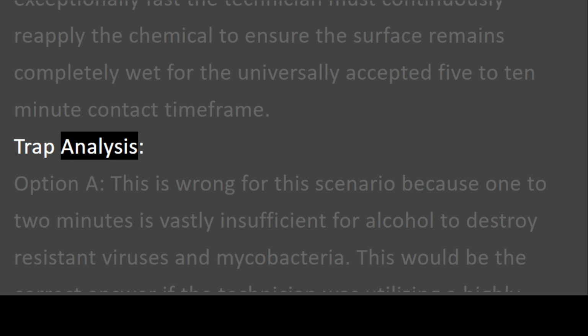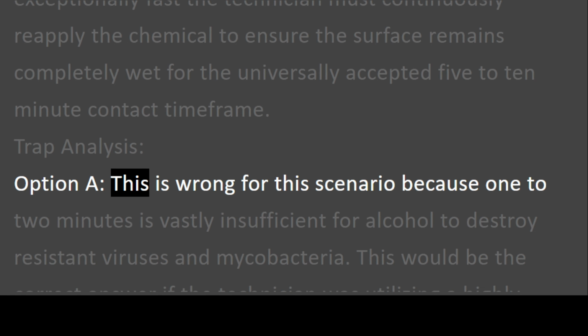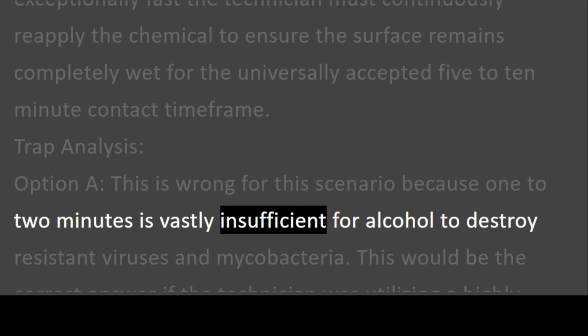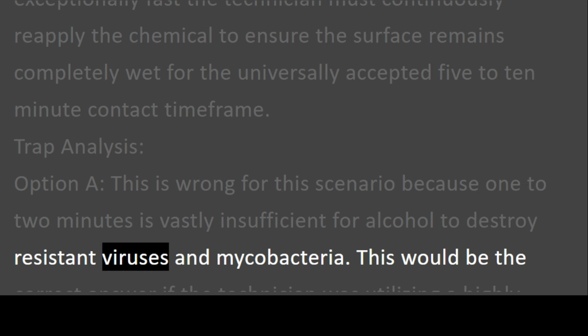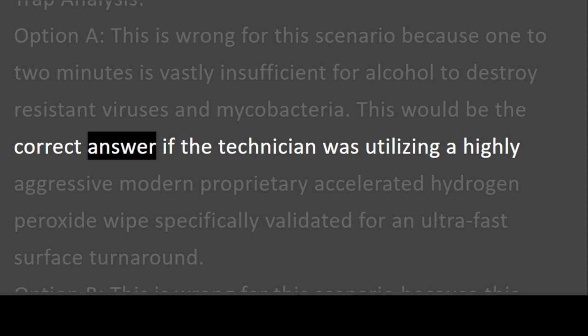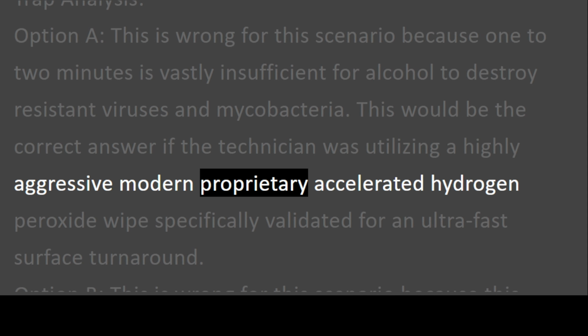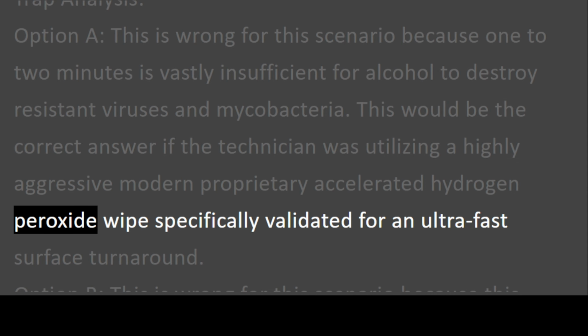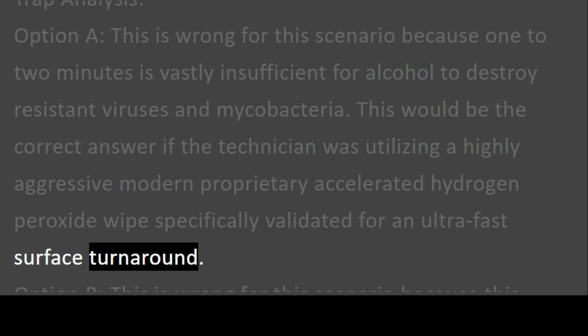Trap analysis. Option A. This is wrong for this scenario because 1 to 2 minutes is vastly insufficient for alcohol to destroy resistant viruses and mycobacteria. This would be the correct answer if the technician was utilizing a highly aggressive modern proprietary accelerated hydrogen peroxide wipe specifically validated for an ultra-fast surface turnaround.